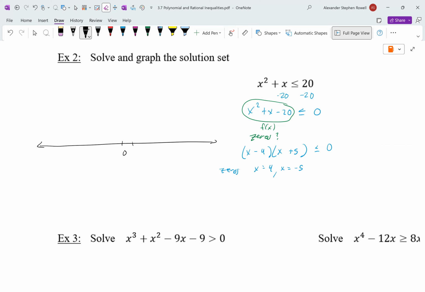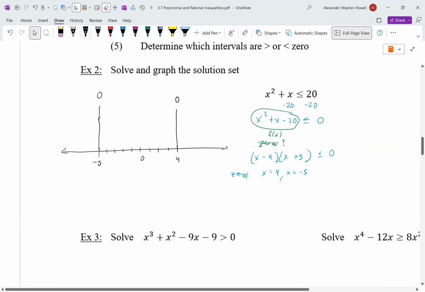Here's 0, 1, 2, 3, 4. I'm going to put 0 above that line to denote it's a 0. Negative 1, negative 2, negative 3, negative 4, negative 5. And I'll put a 0 here to denote that my function is 0 when I plug in negative 5. Okay, I have how many intervals to test? If I have 2 zeros, I have 3 intervals. 1, 2, 3.